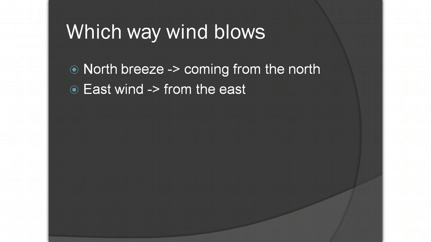Now, when we talk about wind, it's also important to understand which way the wind blows. I know it seems like a weird concept to say, but you have to think about how we actually name breezes. For example, a north breeze means it's coming from the north. We're not actually saying where it's going, we're actually saying where it's coming from. Same thing for an east wind. It's going from the east.